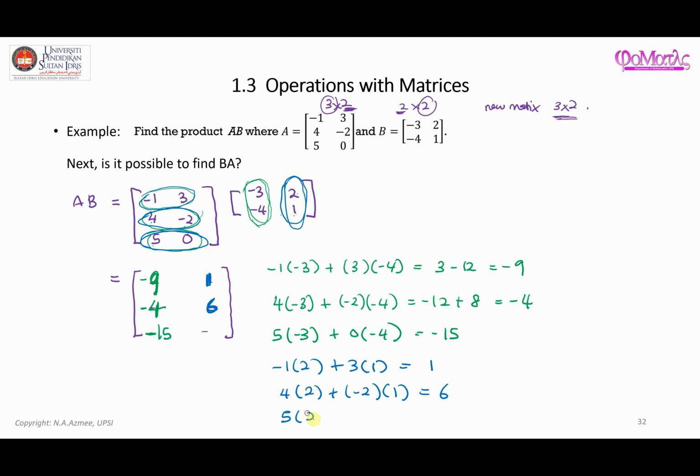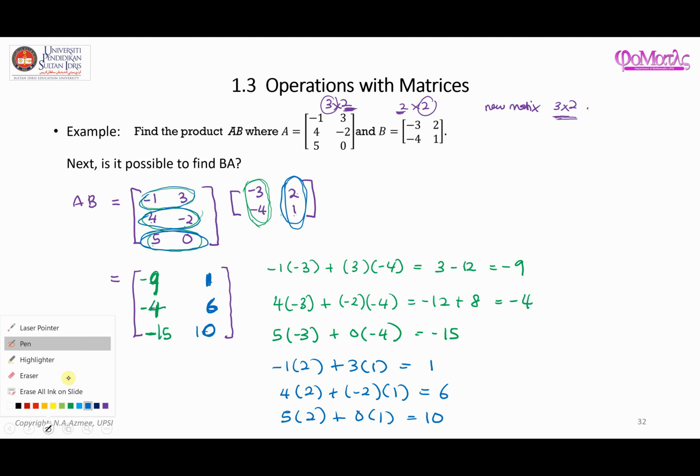So 5 times 2 plus 0 times 1, the result is 10. Now we're just going to put the result right here at this position. Okay, so that is the product of A and B.